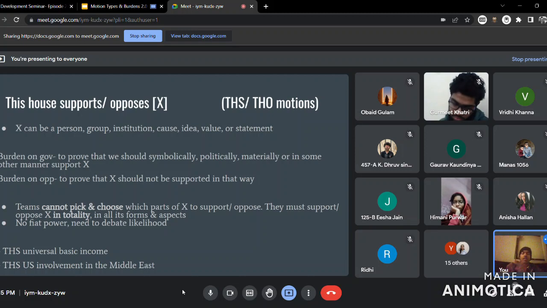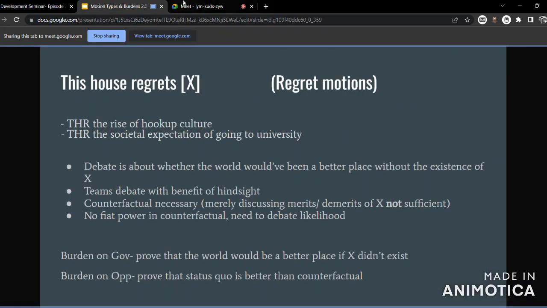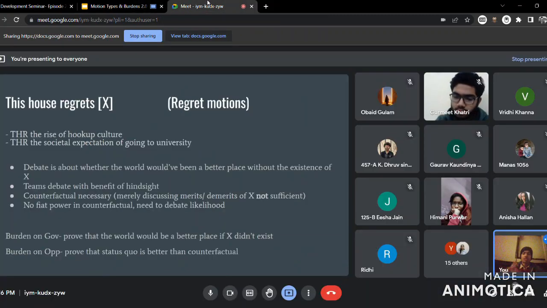What you need to do here is that if you're claiming that US involvement will be non-violent mostly, you need to prove likelihood and you need to provide reasons as to why it is most likely that US will be involved in a non-violent way. Why will they not choose to have violence in the Middle East and things like that? You don't have fiat here. Anything you claim needs to be backed up with proof or with logic or analysis to prove that what you're saying is actually likely and not unlikely. तुम हवा में बातें नहीं कर रहे हो, you're saying a realistic thing. So this is a burden that you have in supports and opposes motions.